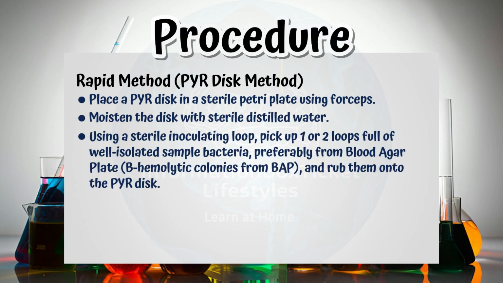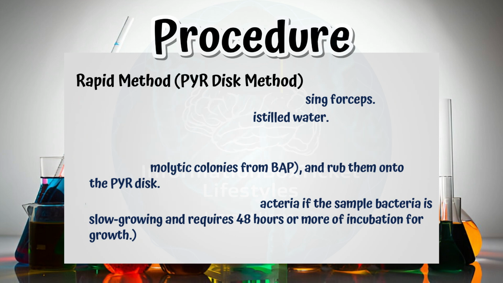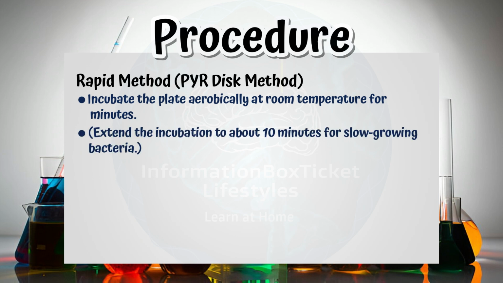Using a sterile inoculating loop, pick up 1 or 2 loops full of well-isolated sample bacteria, preferably hemolytic colonies from blood agar plate, BAP, and rub them onto the PYR disc. Transfer several loops full of bacteria if the sample bacteria is slow-growing and requires 48 hours or more of incubation for growth. Incubate the plate aerobically at room temperature for 2 minutes. Extend the incubation to about 10 minutes for slow-growing bacteria.